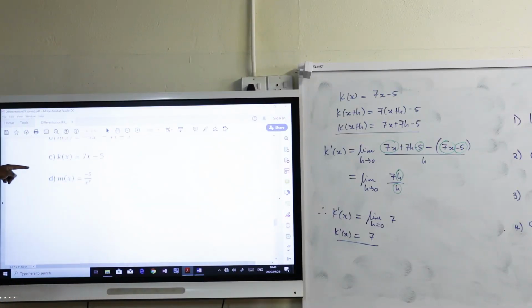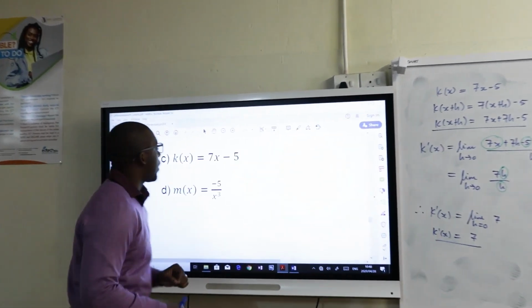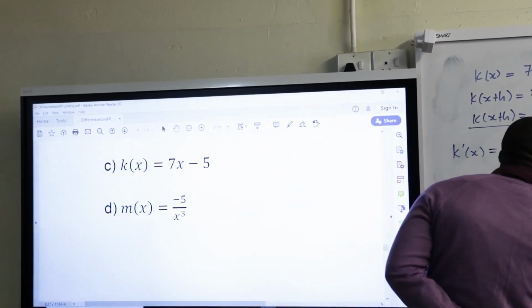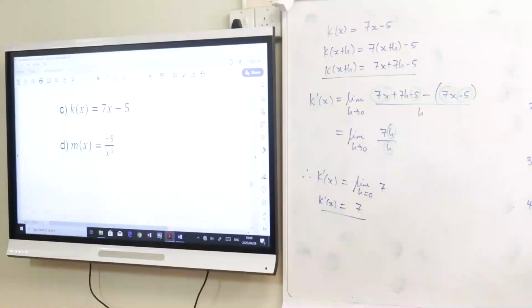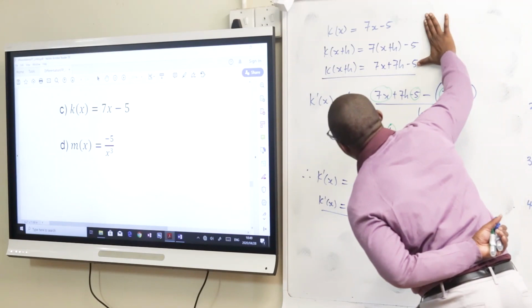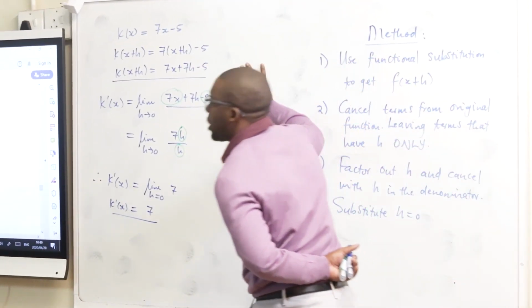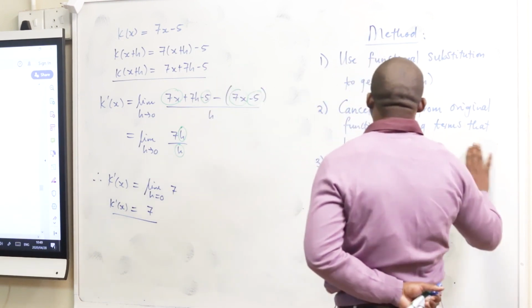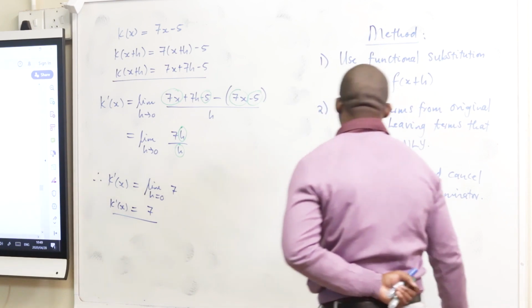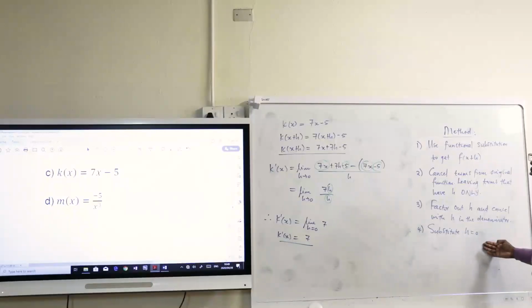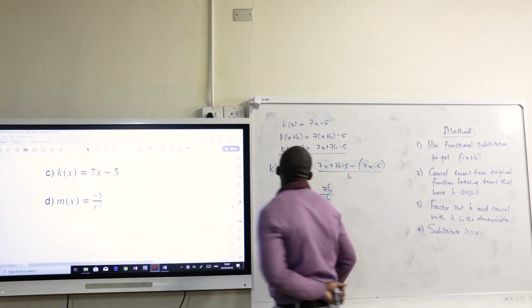Lastly, we have the fractional expression. Before I move on, use functional substitution. We did that right here. Step number 1: cancel terms from the original. We did that right here. Factor out an h and cancel. That's what we were doing in this step here. And lastly, substitute h equals 0. There was no longer any lingering h, so there was nothing to cancel out there.